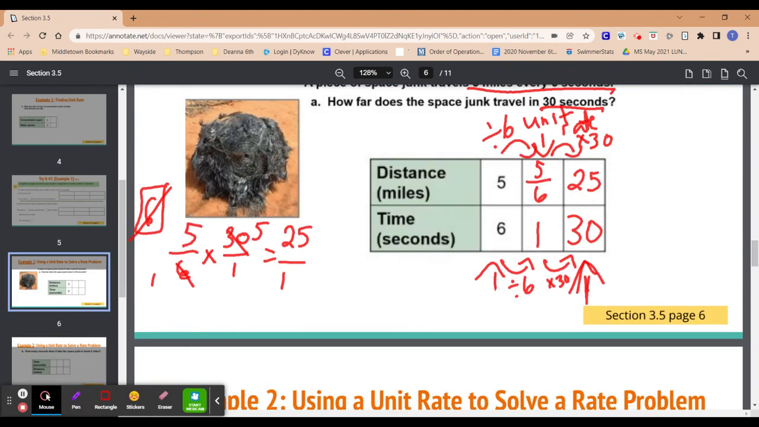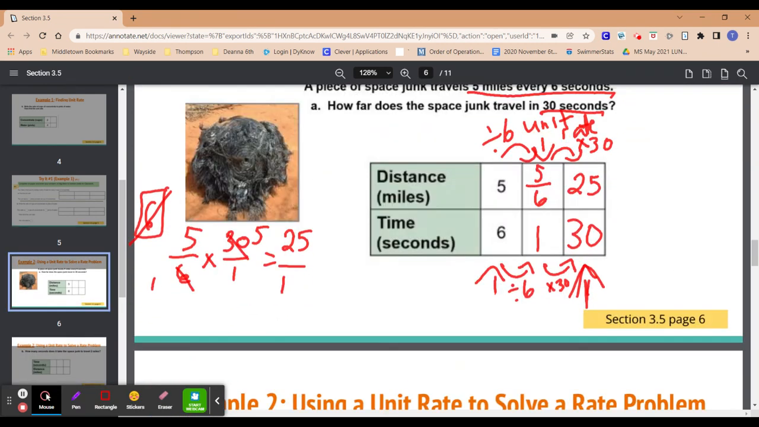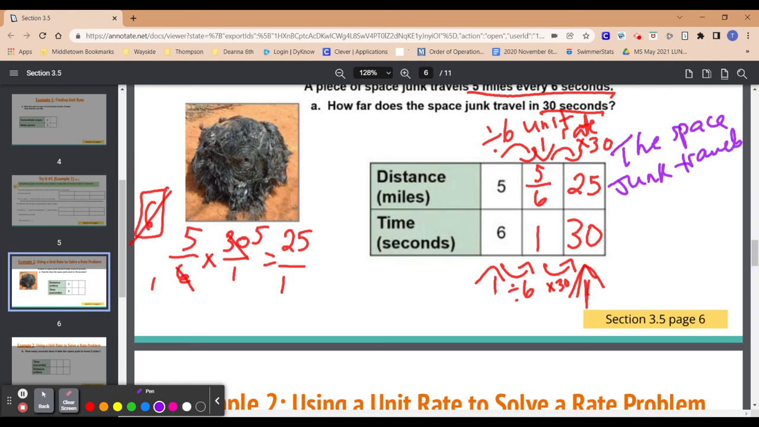And then if you go back to problem A, because we forgot to write that answer for A, here we are. We want to say the space junk, it's the opposite. The space junk travels 25 miles in 30 seconds. Okay, and that's your answer.